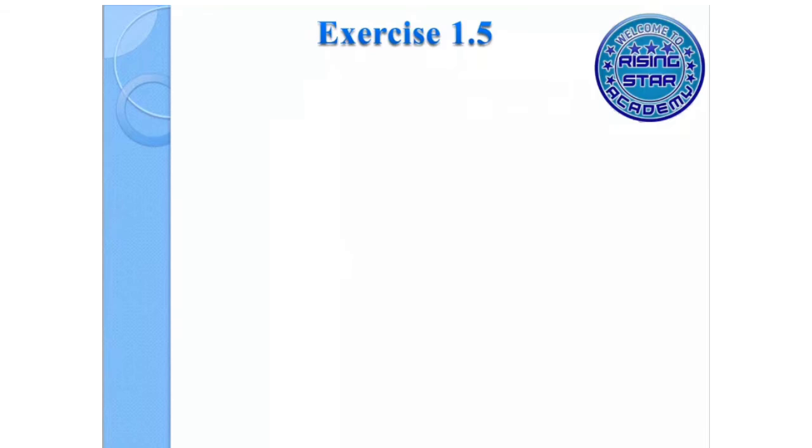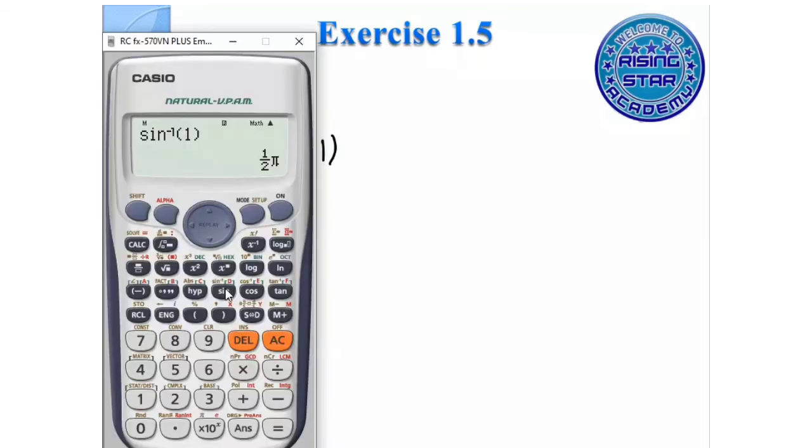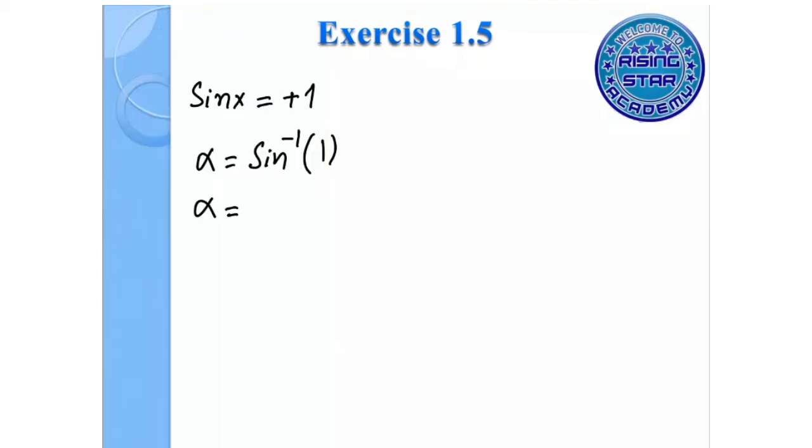So I would write sin x = +1. So I will find the basic angle alpha. We'll take sin inverse of 1. We'll use the calculator to find the sin inverse of 1. So here we have sin inverse of 1, that is pi by 2. So let me write it. So that would become pi by 2.